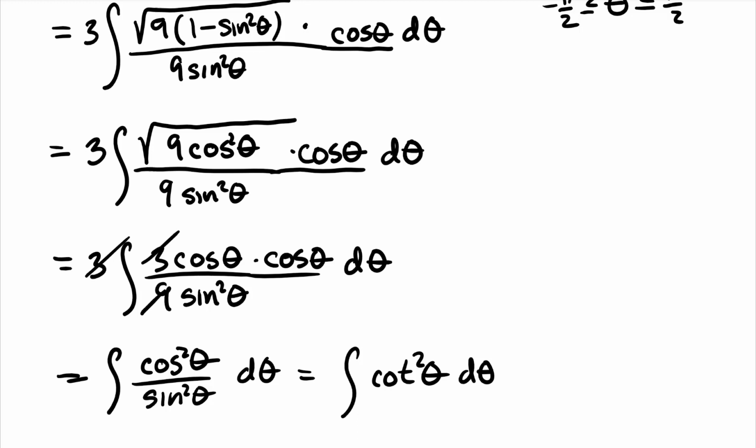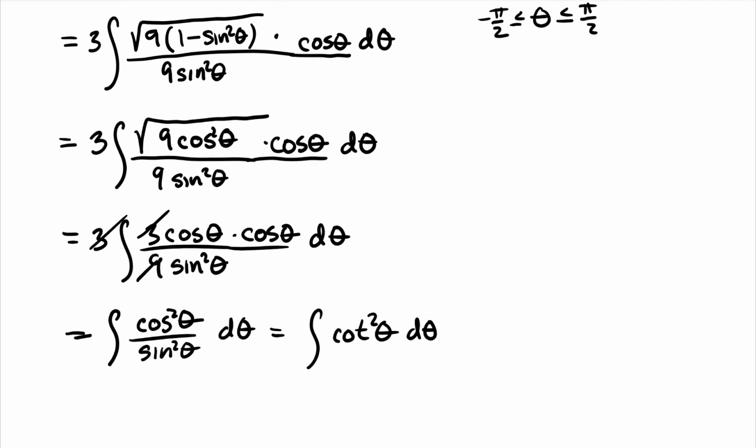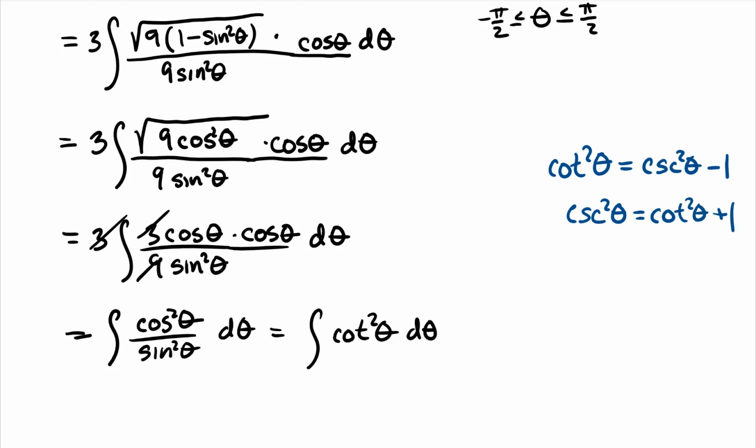What the heck do we do with that? We use an identity. Did you know that cotangent squared of theta is equal to cosecant squared of theta minus 1? Did you know that cosecant squared of theta is equal to cotangent squared of theta plus 1? It's all coming from those Pythagorean identities, so we can replace that because we know the antiderivative of cosecant squared. We do, I promise.